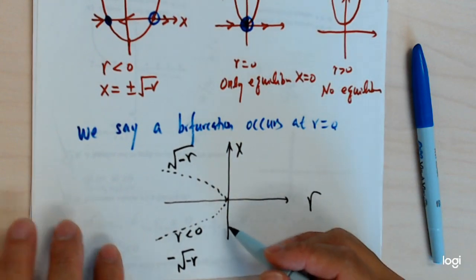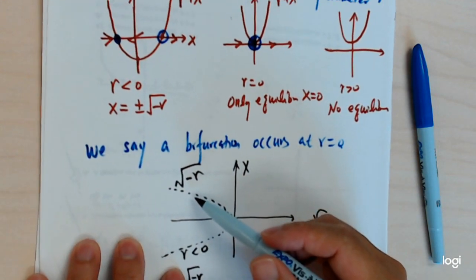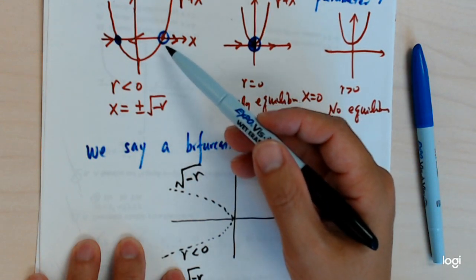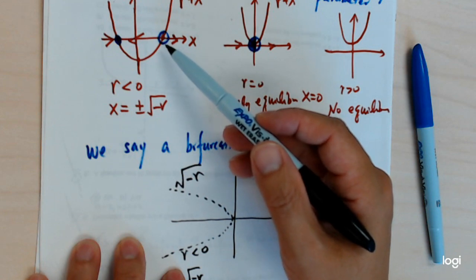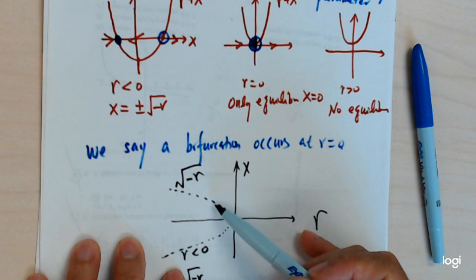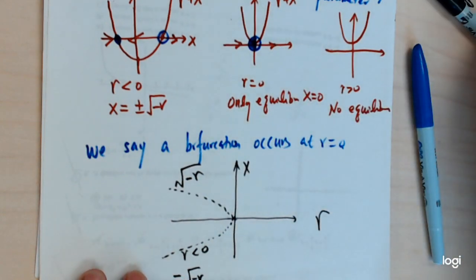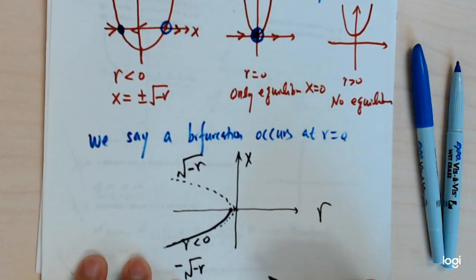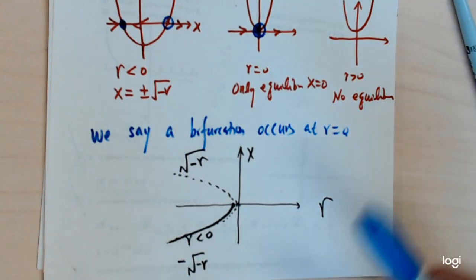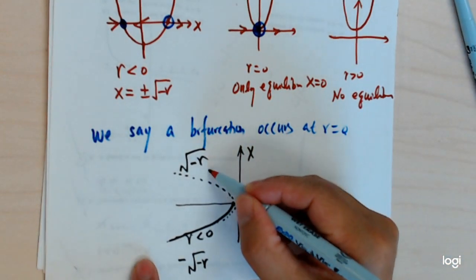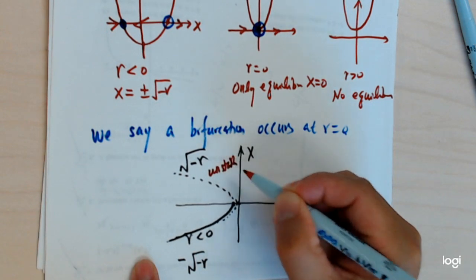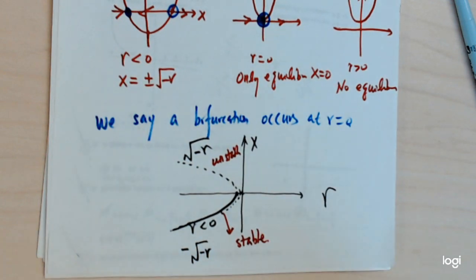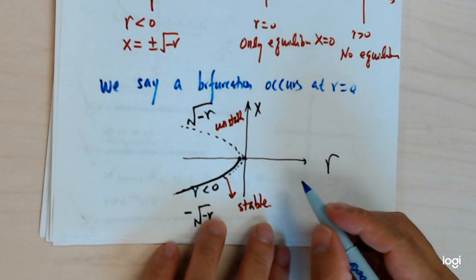Furthermore, on this bifurcation diagram, I like to indicate which equilibrium is stable and which is unstable. The positive one is unstable. For an unstable equilibrium curve, we use a dotted line. If it is stable, we use a solid line. So the upper branch consists of equilibria that are unstable, and this is the branch that is stable. And this is what we call a bifurcation diagram.